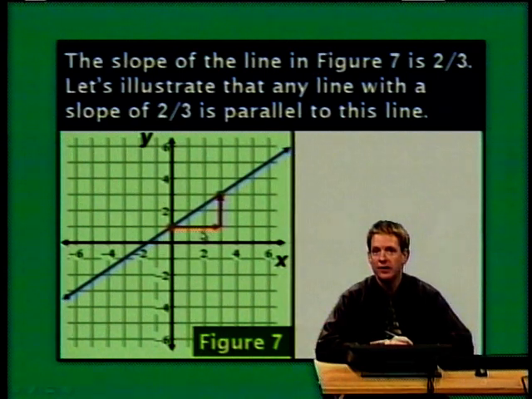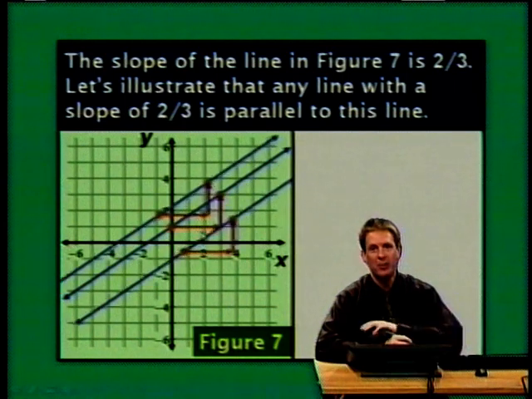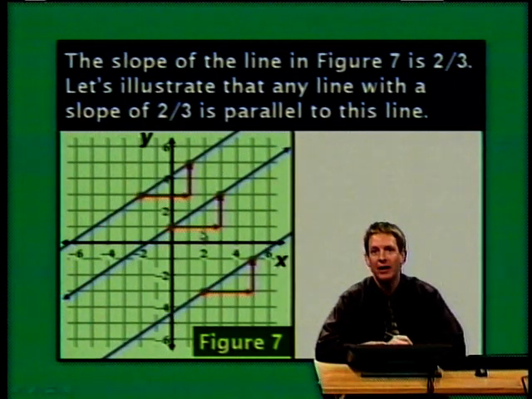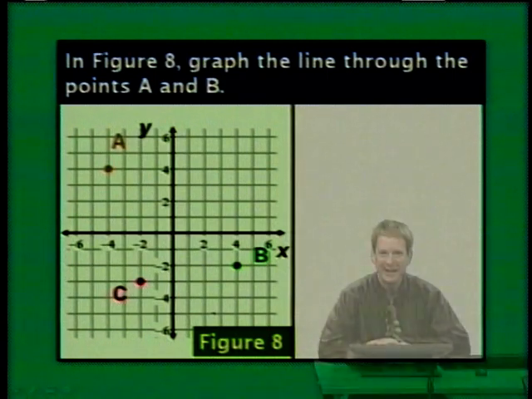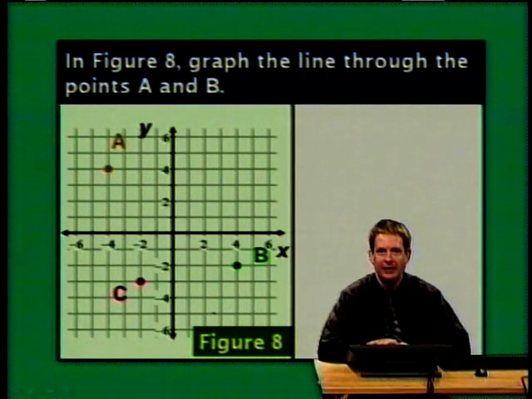All I'm going to do is take this line along with its slope triangle, and I'm going to duplicate it and move it around. And sure enough, it wouldn't matter where I moved it, I would have a line parallel to our original line. Okay, let's work an example with parallel lines.